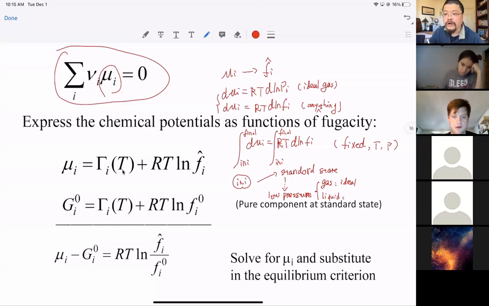For the liquid, maybe we are lucky to correlate something to the saturation pressure because it's the low pressure region. So for the fugacity calculation, we can correlate to the saturation pressure. So that is one sort of thought.